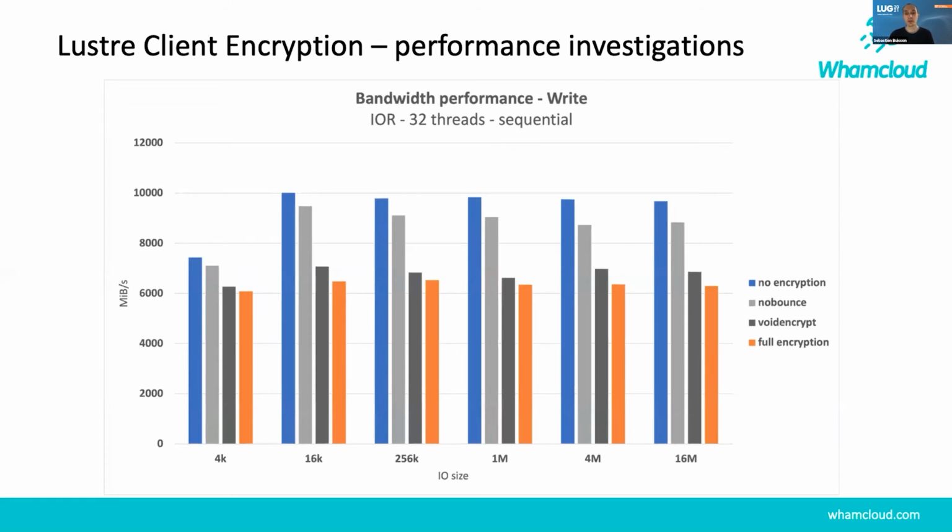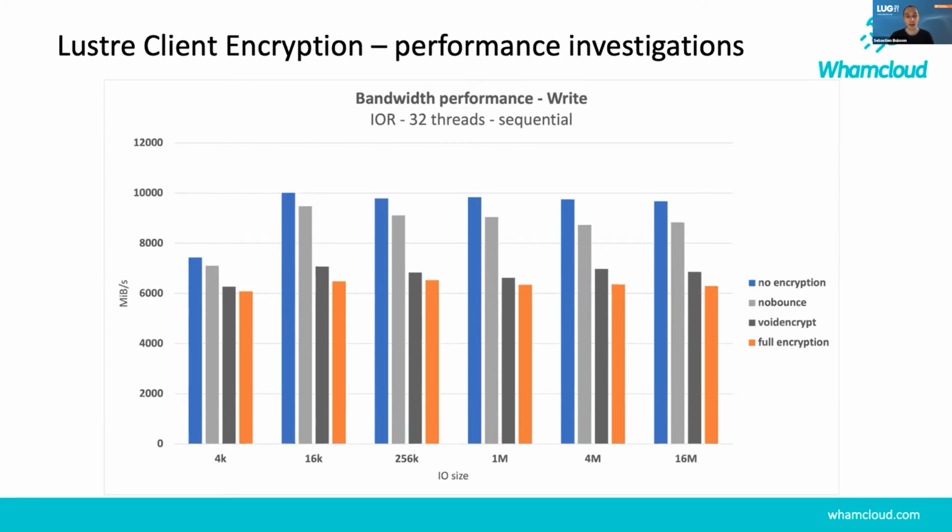In this version of the code, we use in-place encryption with FSCrypt instead of allocating a new page, called a bounce page, to store ciphertext. The dark gray bar is called void encrypt. This is a hack of the FSCrypt API so that it does not actually encrypt data, but still handles bounce page allocation. And we just copy clear text data inside the bounce pages. And obviously the orange bar that is named full encryption is the normal encryption code as it is available with Lustre 2.14. As you can see from the graph, the most interesting results to compare are no bounce and void encrypt.